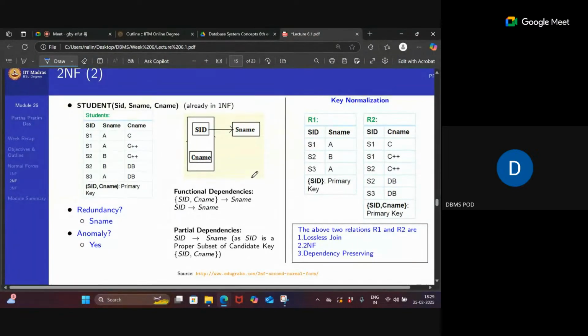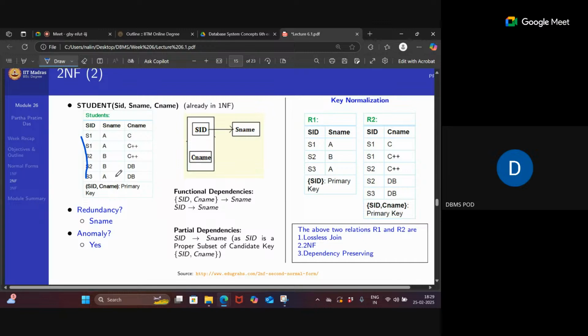Let us see the same thing with an example. So student has these attributes SID, SNAME and CNAME. And you can see this is in 1NF, right? Each and every record is unique and there are no multi-valued attributes here. What is the primary key here? SID and CNAME together will determine the SNAME. So it is a primary key.